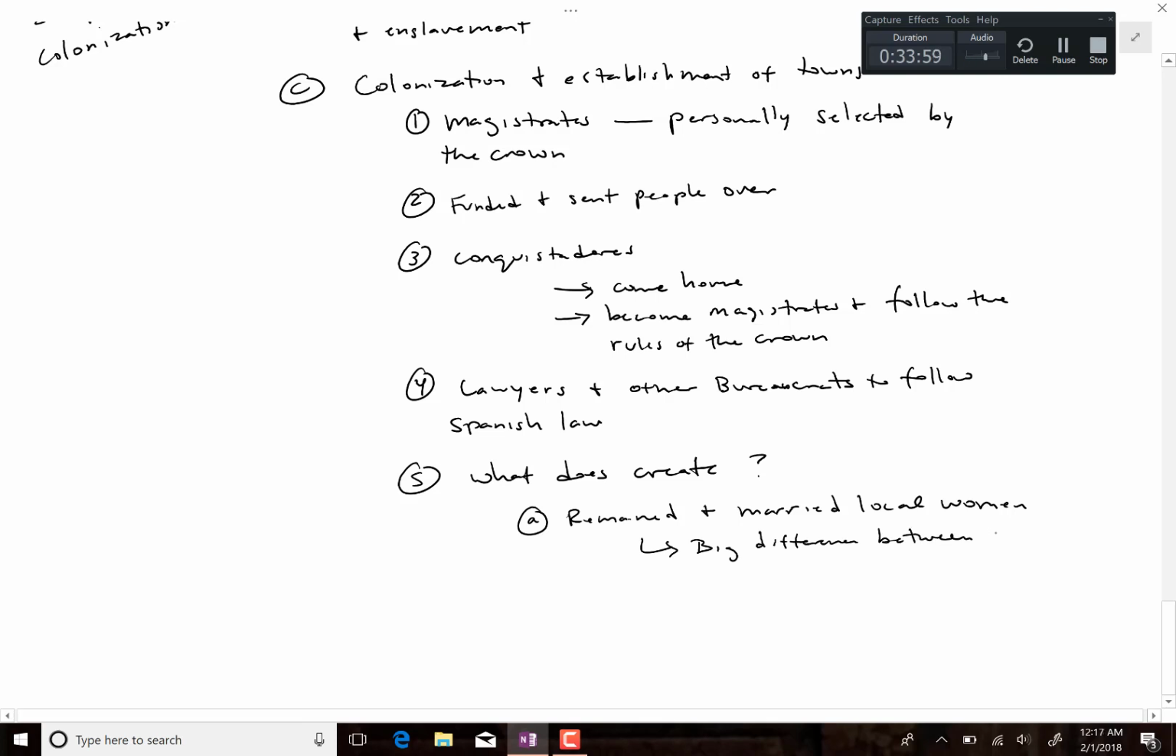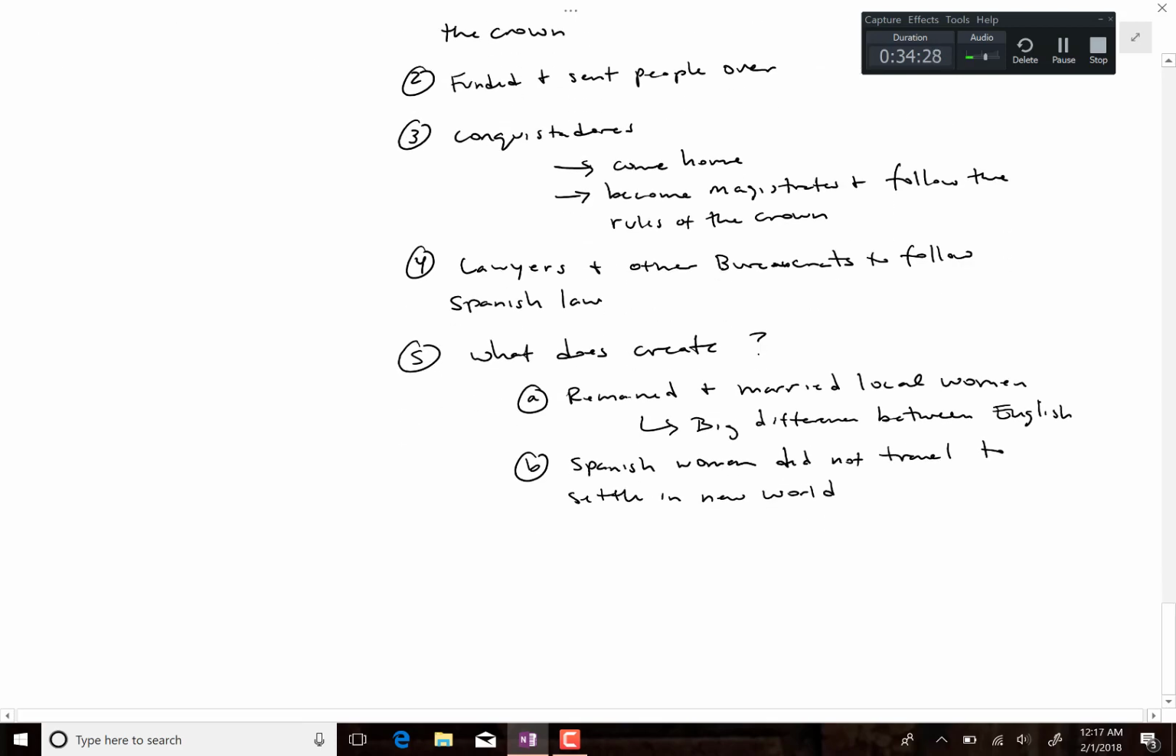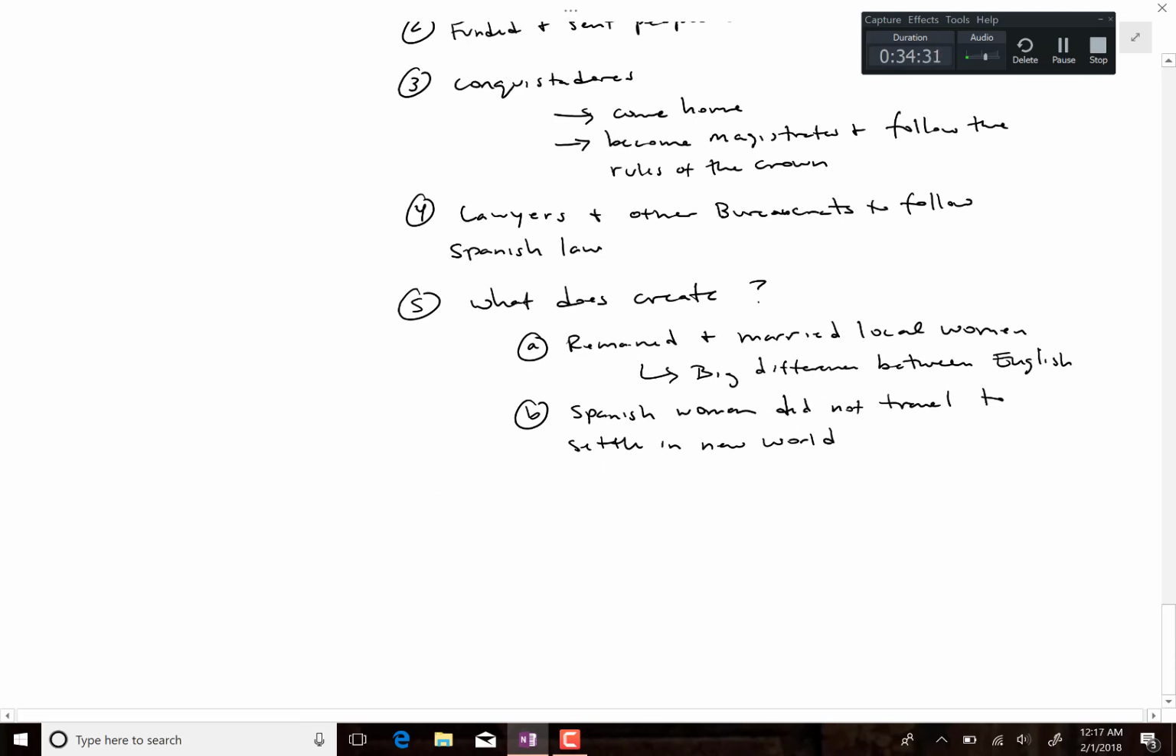The English did not marry Native Americans very often, and women came over not right at first, but eventually they came over in large numbers, whereas Spanish women did not travel to settle in the New World. And this creates essentially not a caste system, but very, very close. And the caste system essentially was then divided.